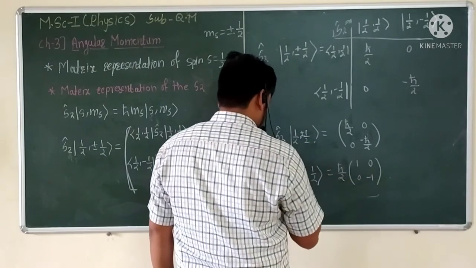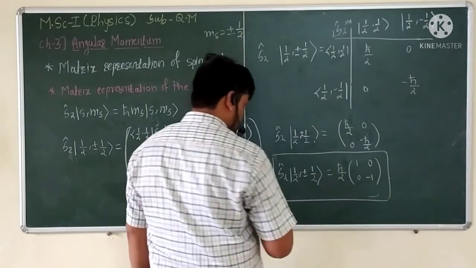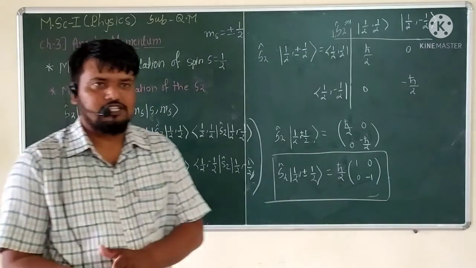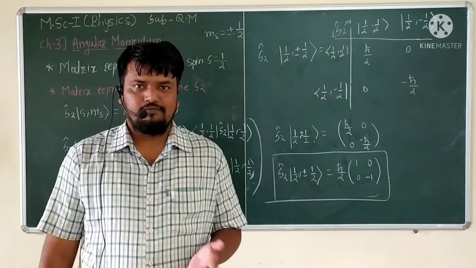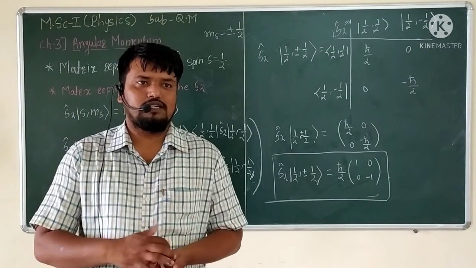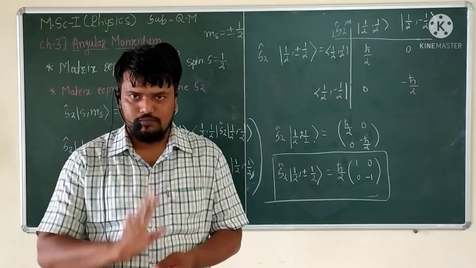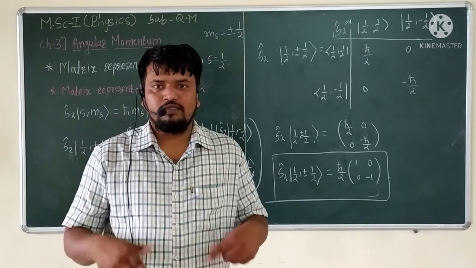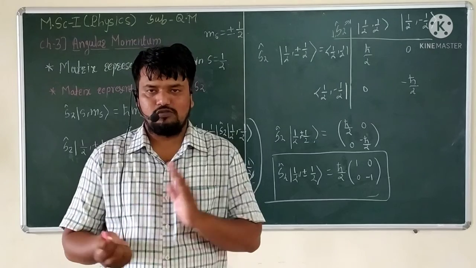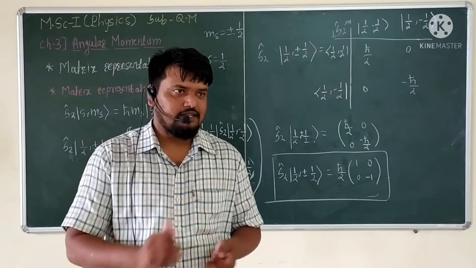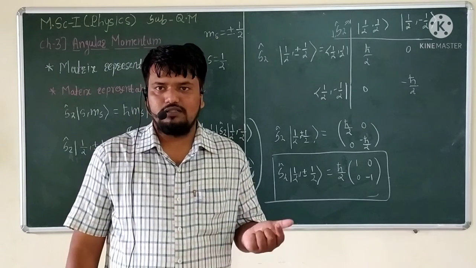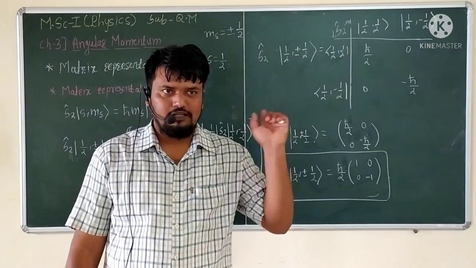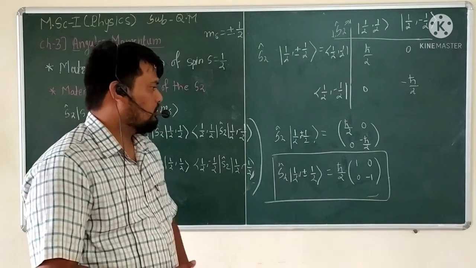So in this lecture we have seen the matrix representation of the S square and Sz. In the next lecture we want to calculate the matrix representation of S plus, S minus, Sx, Sy cap. And after that we want to calculate the eigenvalues of the L square and Lz by the spherical method. Thank you.